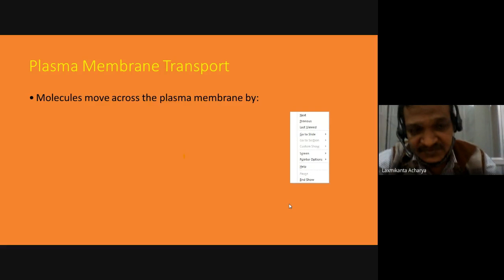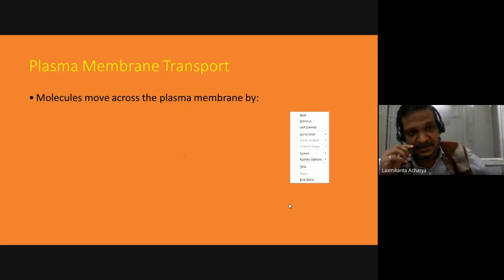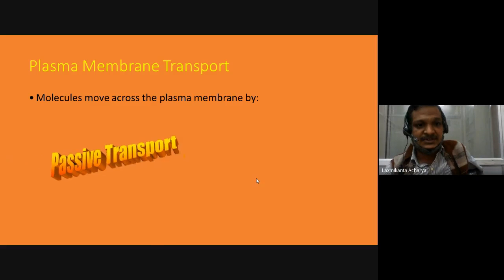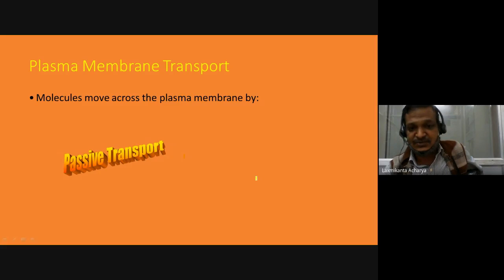Okay. So the plasma membrane is responsible for transport. Okay, and these molecules move out of the cell or into the cell through this plasma membrane. So there are two kinds of transport system, you know. One is your passive transport, another one is your active transport.